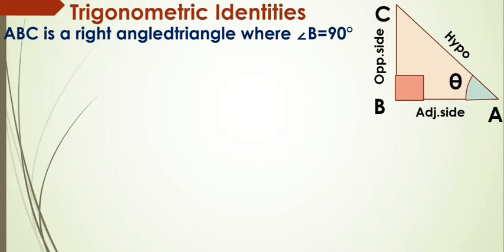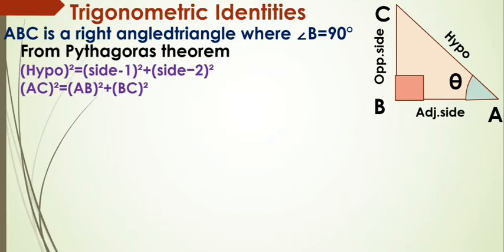Now ABC is a right angle triangle where angle B is equal to 90 degrees. So by Pythagoras theorem, we can say that hypotenuse square is equal to side 1 square plus side 2 square. That means here hypotenuse is AC. So we get AC square is equal to AB square plus BC square, since one of the sides is AB and another side is BC. This equation we get from the Pythagoras theorem. Let this be equation 1.